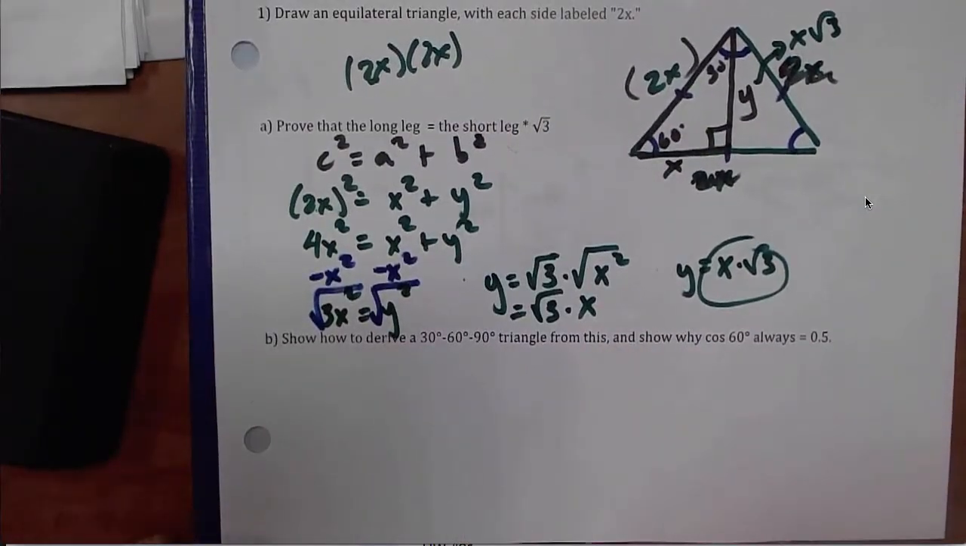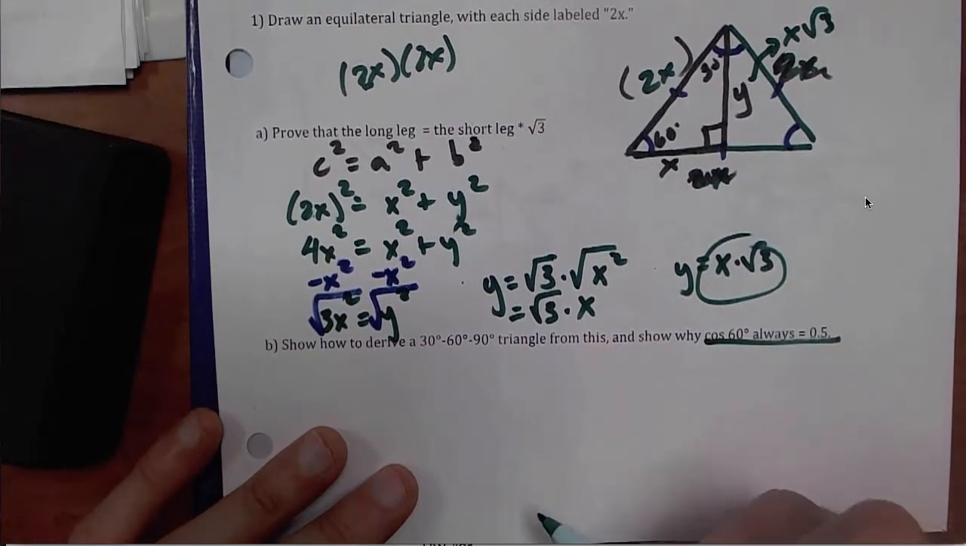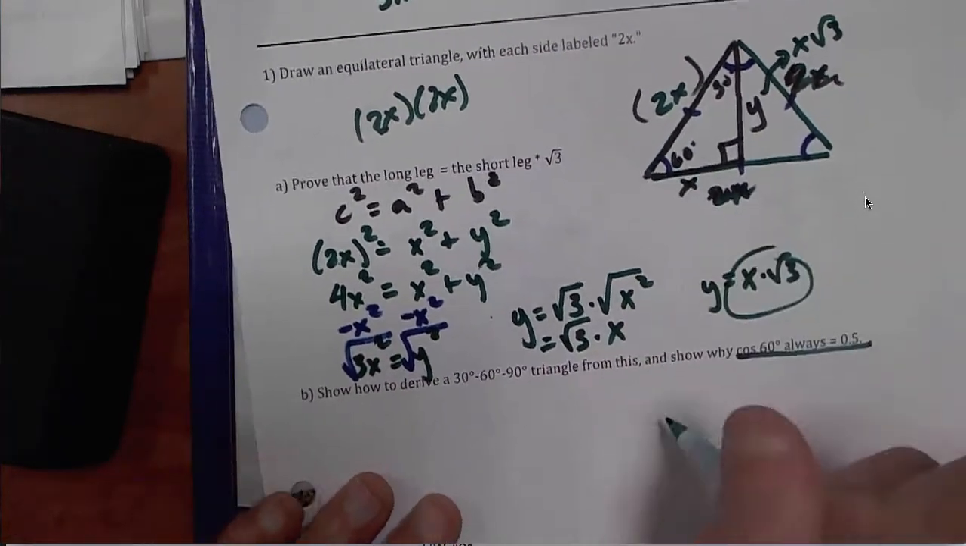Okay? And then finally, show why cosine 60 degrees is always 0.5. All right, so let's just redraw that triangle here.